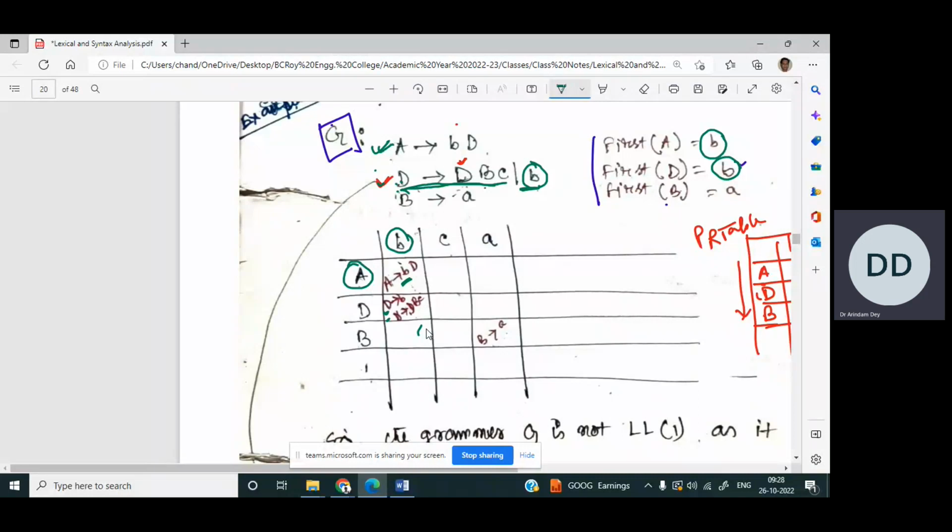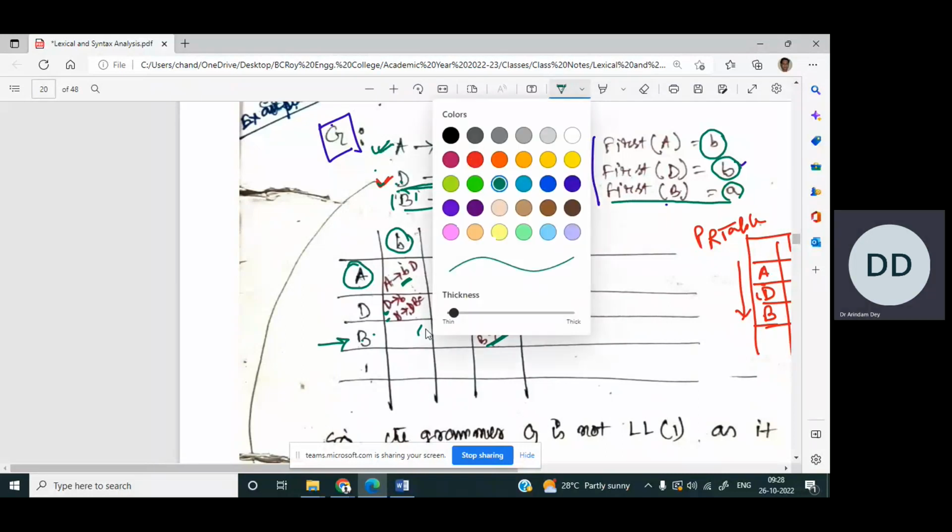Now for the last variable B, the first of B is a small a, right? First of B is small a, which is generated by this production rule. So B to a is the production by which I can generate this terminal value a. I have written it. Now this is a rudimentary table, or the preliminary table that I have prepared for the predictive parsing, correct? Now in this table we need to check if any cell contains a double entry or not, right? Does any cell contain a double entry?